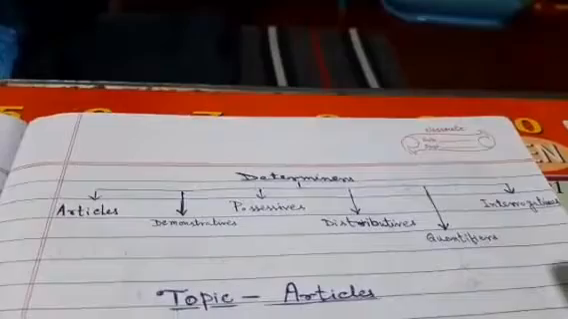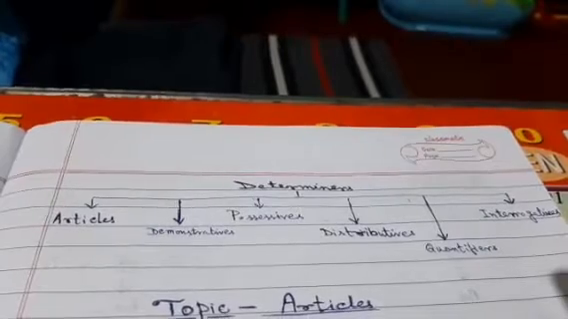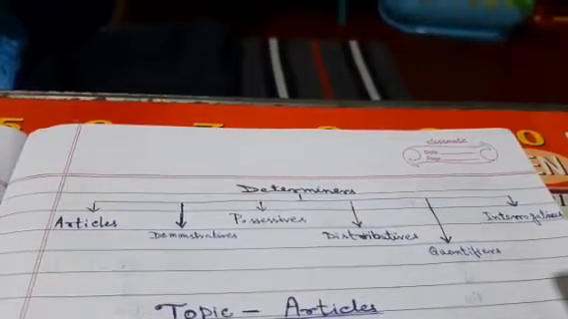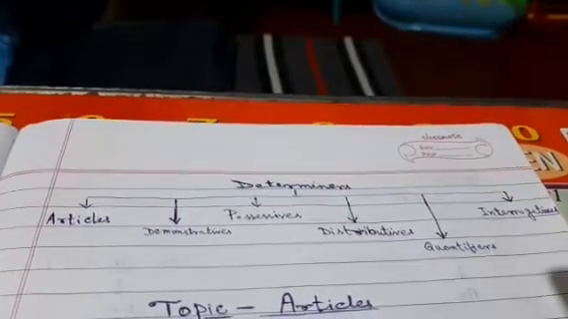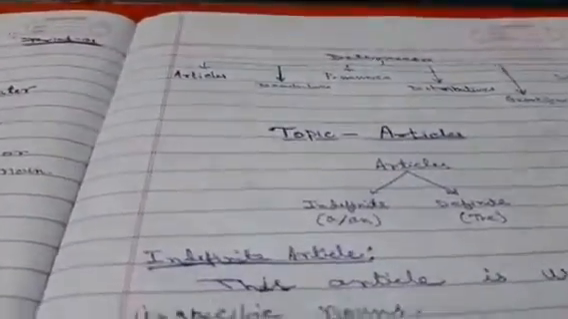Hence, we can come to the details of the determiners here. Determiners can be divided into 6 major categories, the most important among them being articles. The rest are demonstratives, possessives, distributives, quantifiers, and interrogatives. So let's begin our next topic on articles.